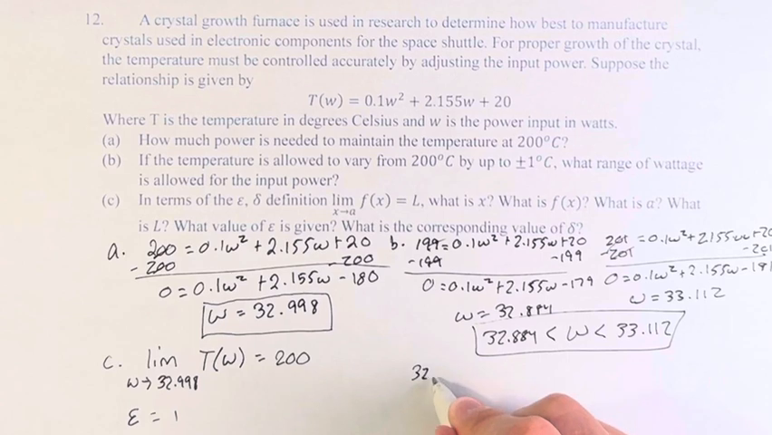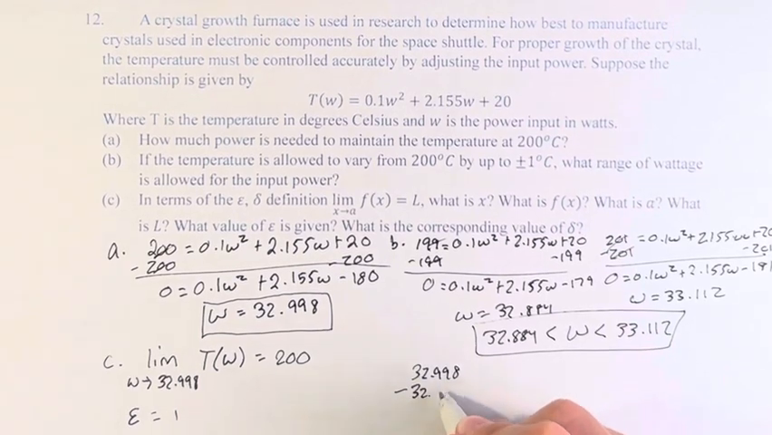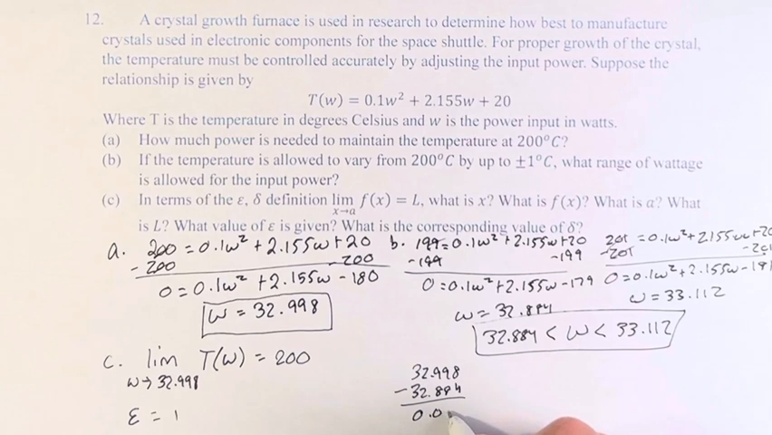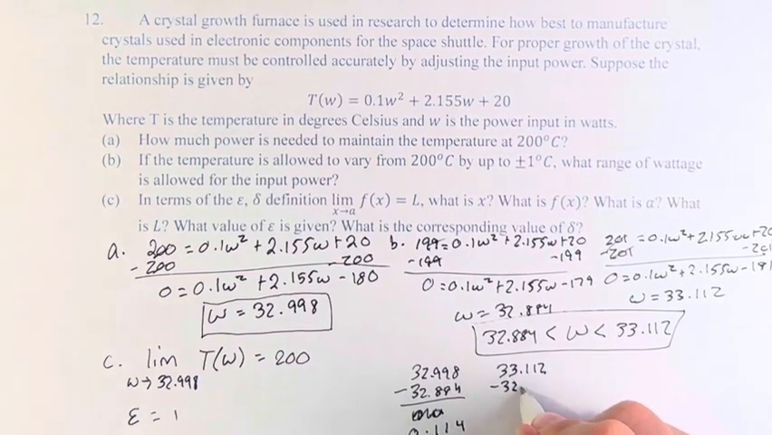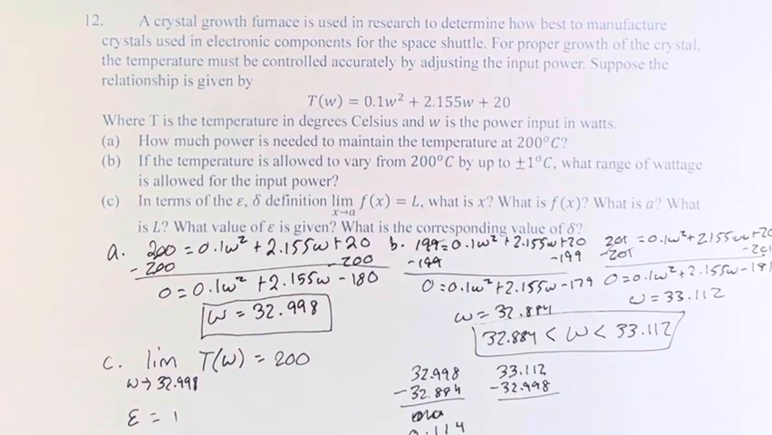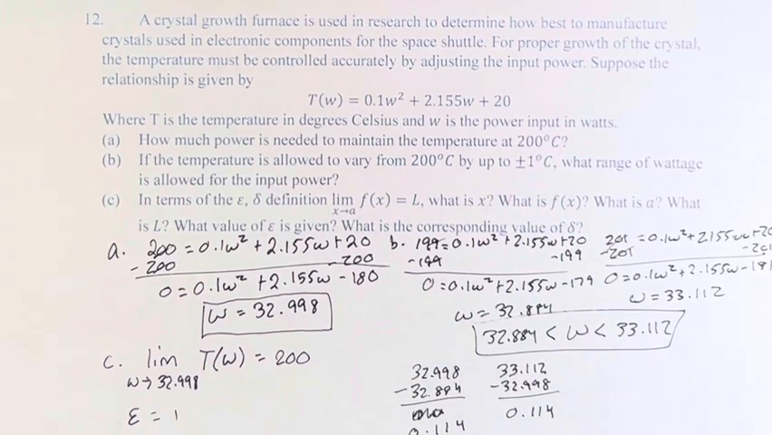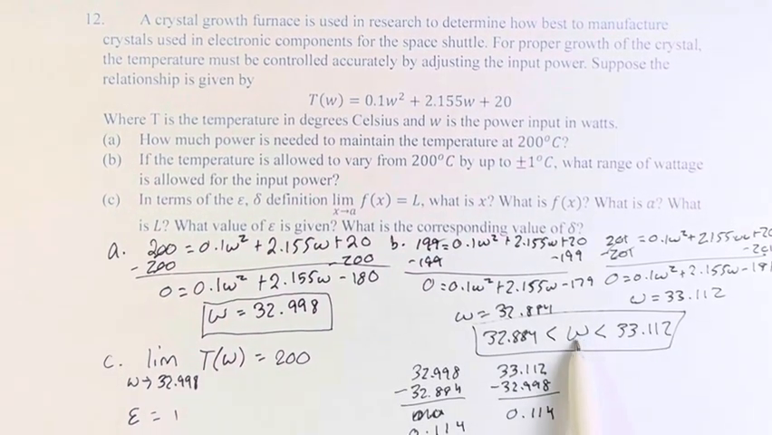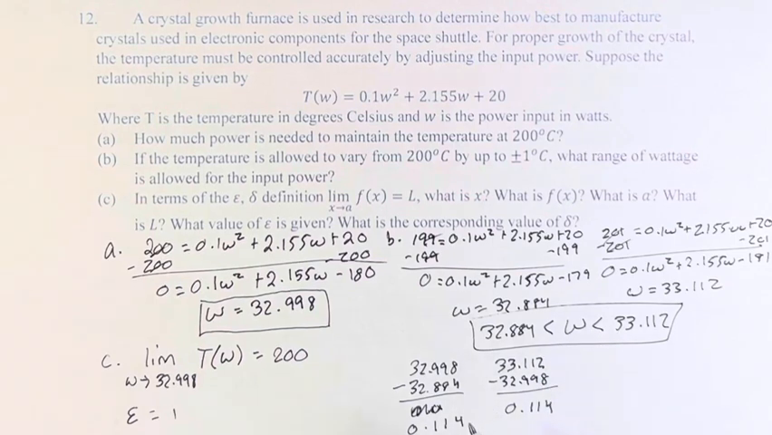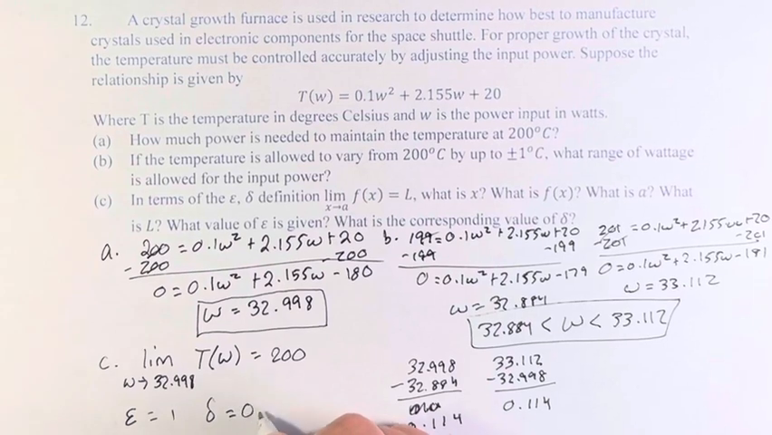So if we take 32.998 and we subtract 32.884, we get 0.114. And if we take the other value and we find the difference between it and 32.998, we also get 0.114. Therefore, if you go 0.114 away in the variable of W, that will restrict the temperature to values that are no more than 1 degree Celsius in each direction. So the corresponding value of delta is 0.114.